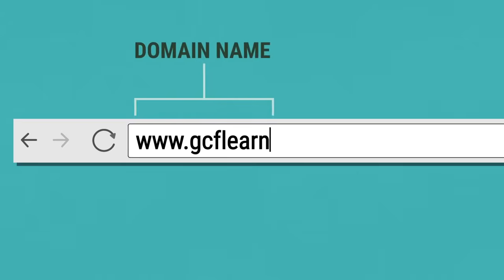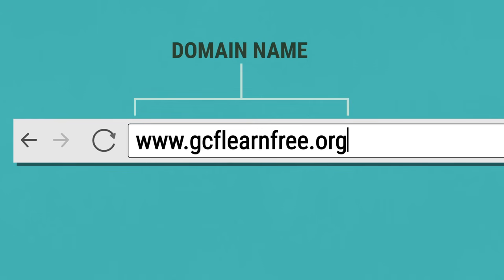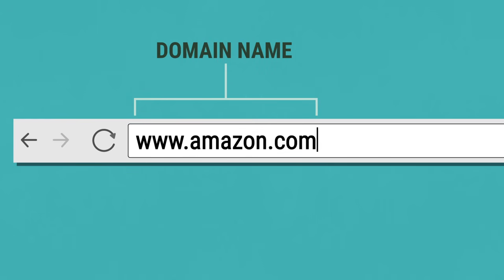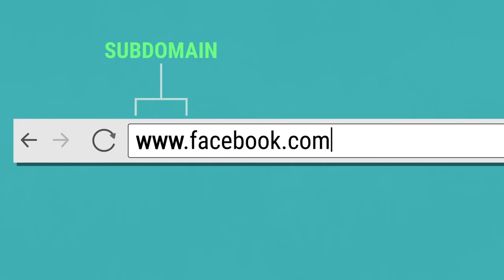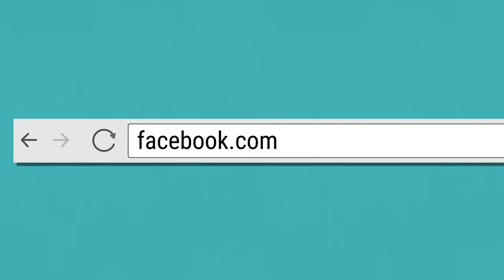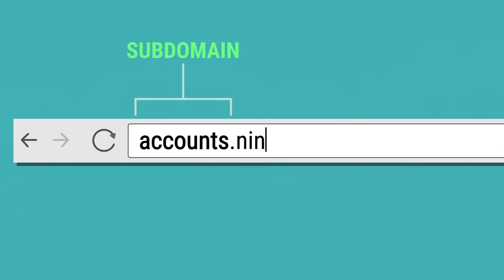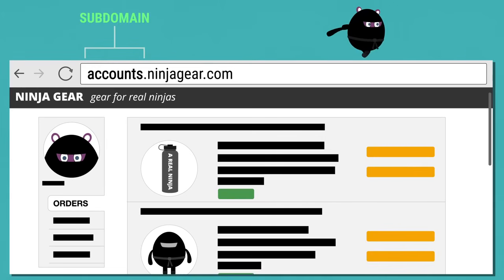The main part of the URL is the domain name. This will often tell you the company that runs the site, such as Amazon or Facebook. The domain name begins with a subdomain. www is one of the most common examples, and it can often be omitted. But there are other subdomains that need to be included, like this, which leads to the accounts page for ninjagear.com.